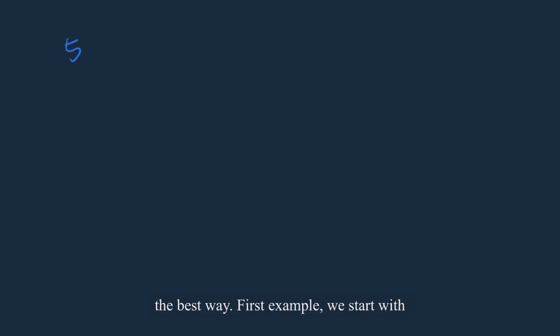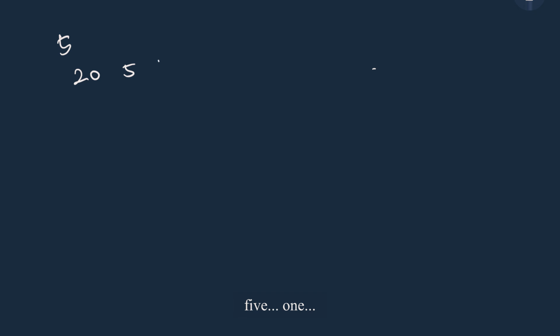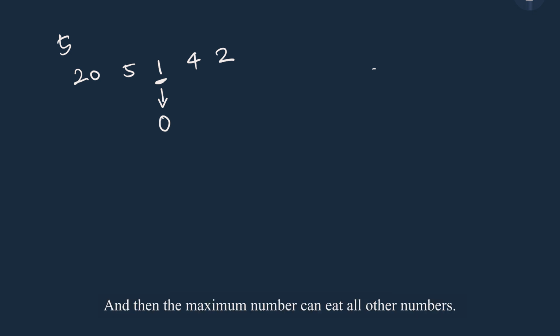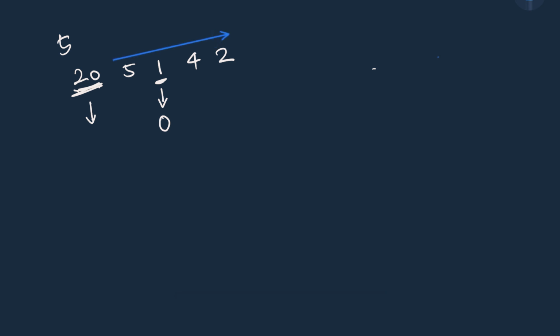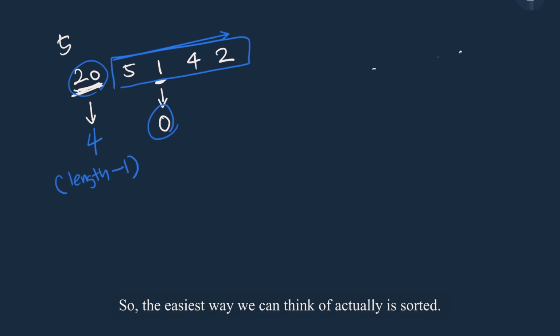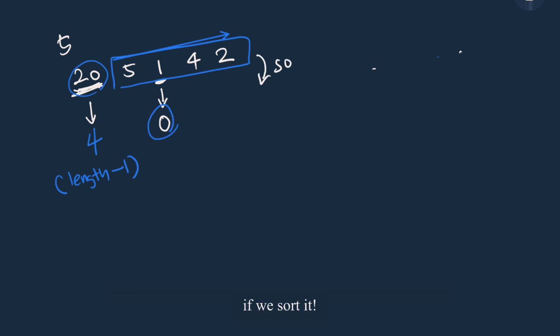Alright, then let's try to solve this, which is the best way. First example, we start with 5 values: 20, 5, 1, 4, 2. Normally we think the least number cannot eat anything, so its output will always be 0. And the maximum number can eat all other numbers, so this will always become 4, which is basically length minus 1. The easiest way we can think of is to sort it. If we sort it, then what happens? Let me show you: 1, 2, 4, 5, 20.